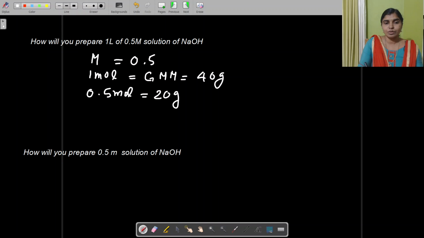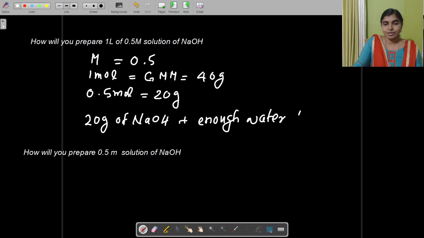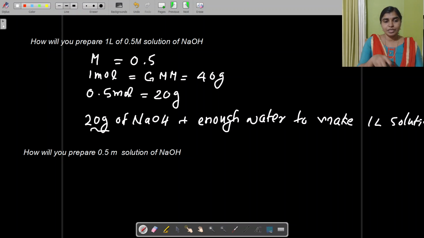Then how will you prepare 1 liter solution? You have to take this 20 gram of sodium hydroxide. Then you add enough water to make 1 liter solution. Okay. How will you prepare the solution? You take 20 gram, that is equivalent to 0.5 mole of sodium hydroxide. Then you add enough water to make 1 liter solution. You take a container of 1 liter, put in the sodium hydroxide, take the weight and put it into the container. Then add enough water to make 1 liter solution. Okay, that is the method.